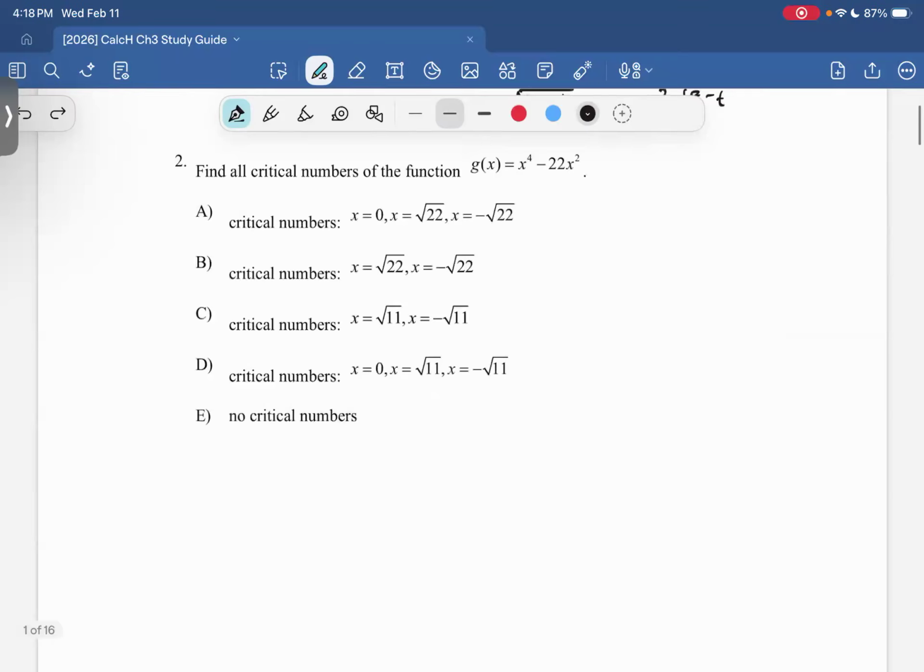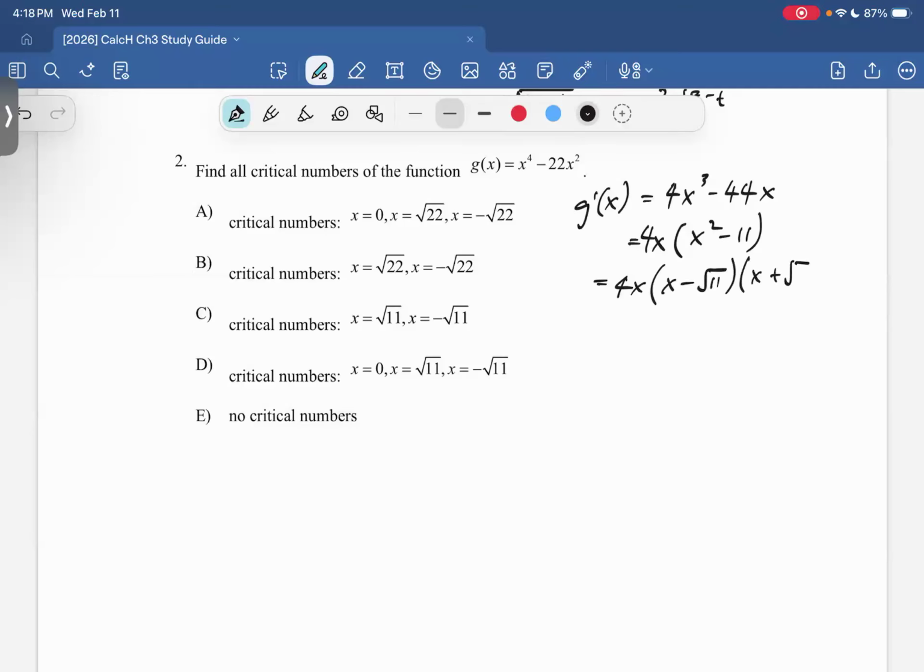Let's find the critical numbers of this function now. So to take the derivative, we'll get 4x cubed minus 44x. Let's factor this. Let's factor out 4x. I'll have x squared minus 11. And this is simply 4x times x minus root 11 times x plus root 11. So we're going to have 3 critical numbers: 0, root 11, and negative root 11.